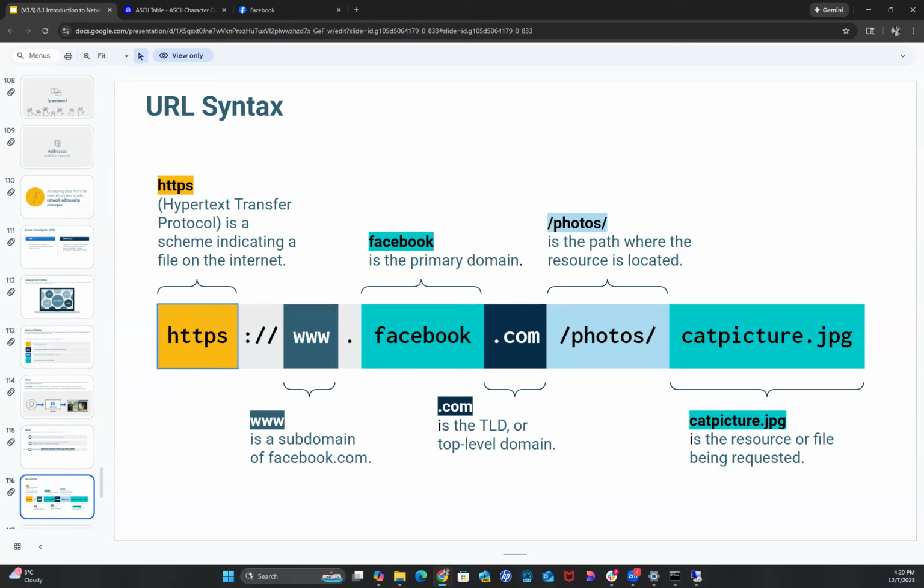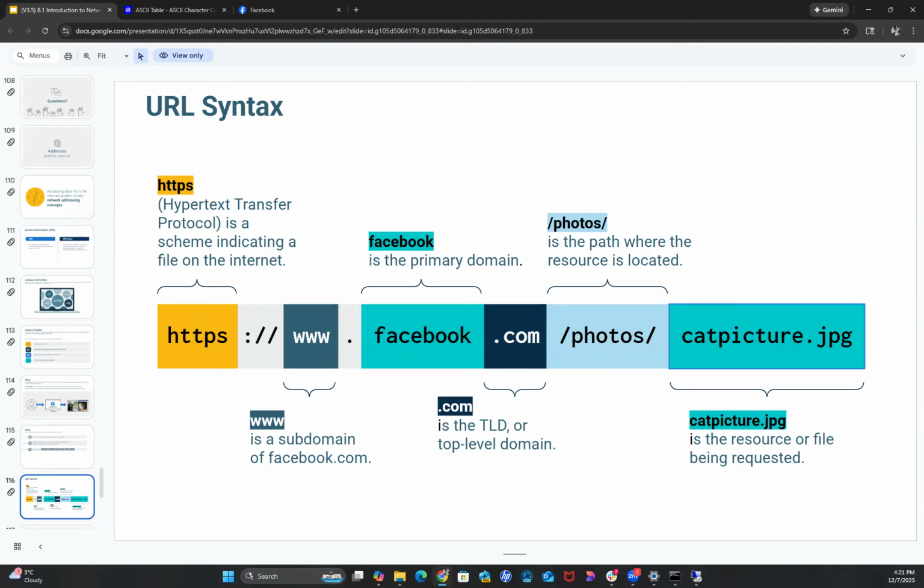And www is the subdomain of Facebook. Then Facebook is the primary domain here. And then .com is the TLD. And photo is the path where the resource is located, and capture cat picture is the file.